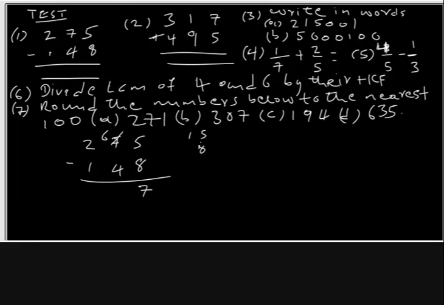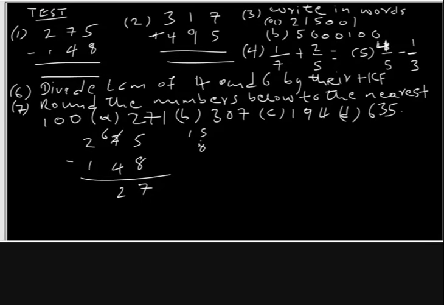We now do 6 minus 4. 6 minus 4 is going to give us 2. And 2 minus 1 is going to give us 1. That's 127. And that's the correct answer for that.